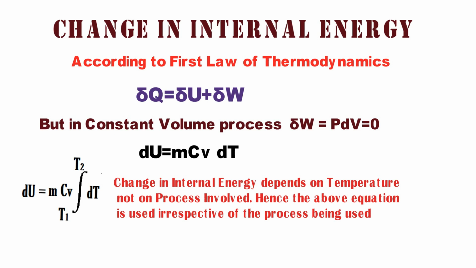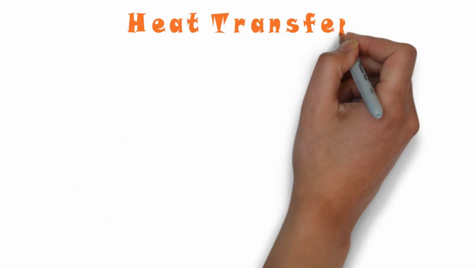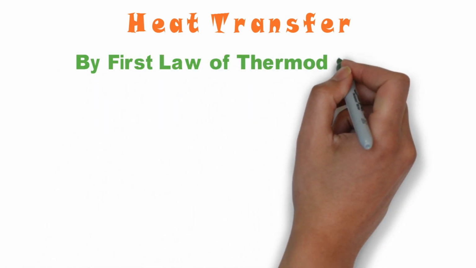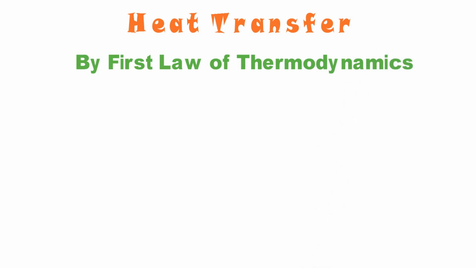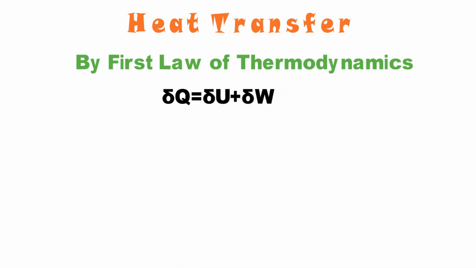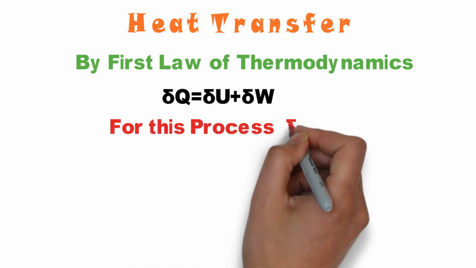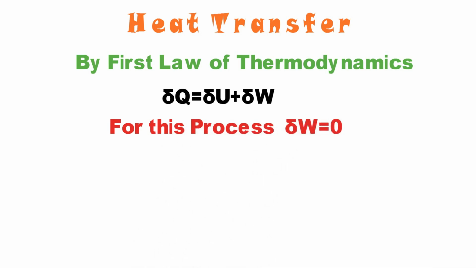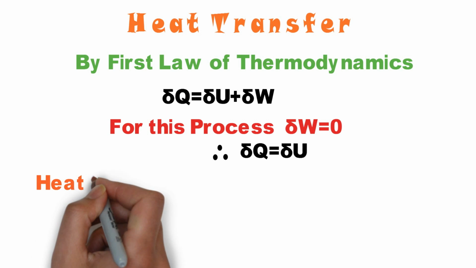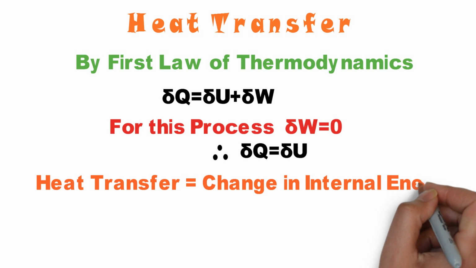By first law of thermodynamics, delta Q equal to delta U plus delta W. We have already proved that for constant volume process work done is 0. So the equation of internal energy and the equation of heat transfer are both the same. And we know that the equation of internal energy is m Cv delta T. So the equation of heat transfer and the equation of internal energy is m Cv delta T.